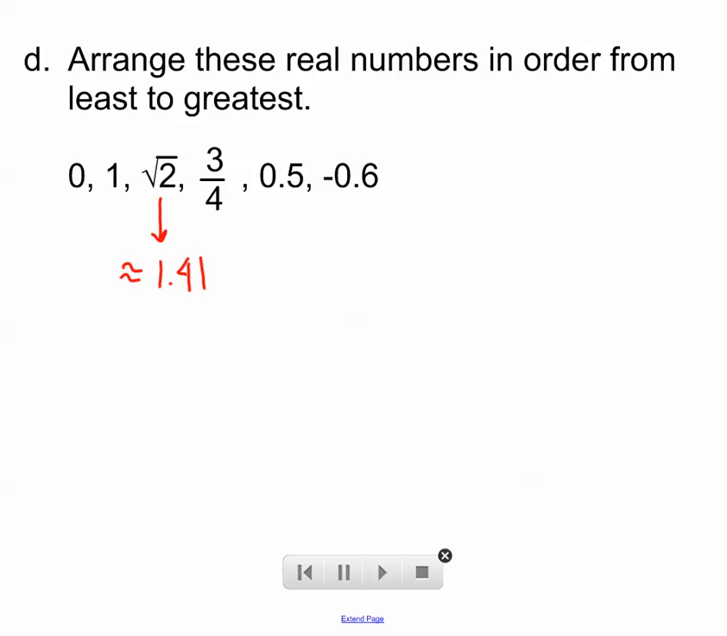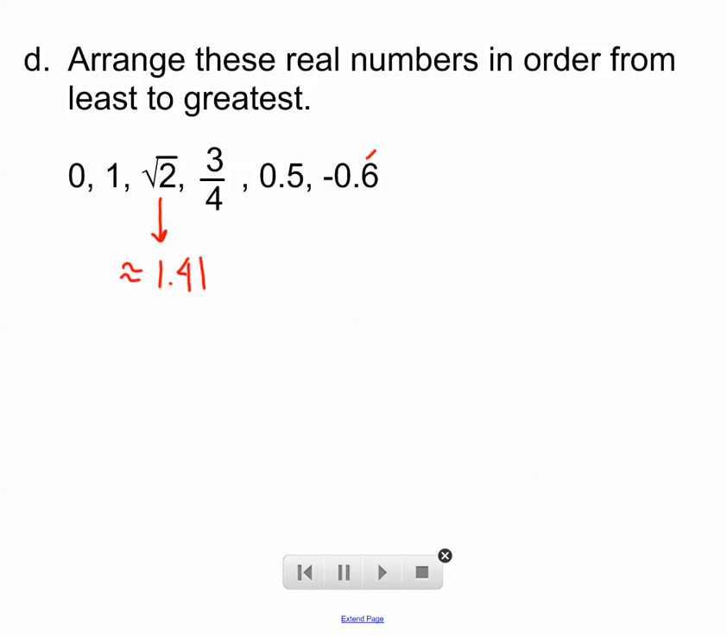I did it by writing it as a decimal using my calculator, but you could also say 1 times 1 is 1, so the square root of 1 is 1, and 2 times 2 is 4, so the square root of 4 is 2. So the square root of 2 has got to be somewhere between 1 and 2. It is. Talk more about that later.